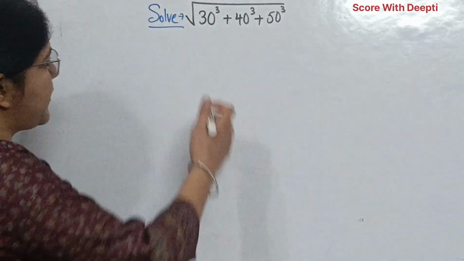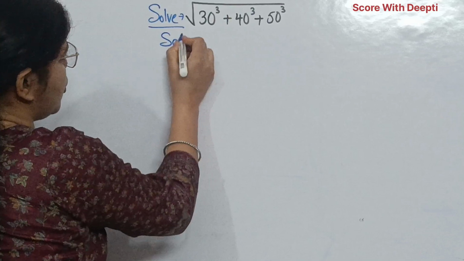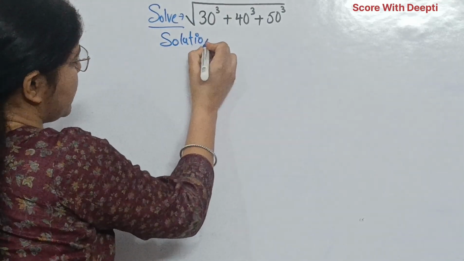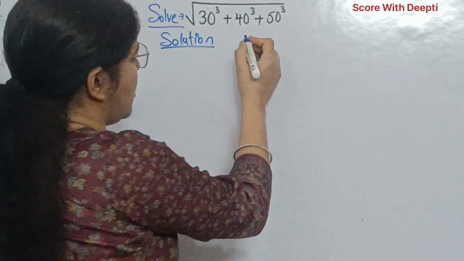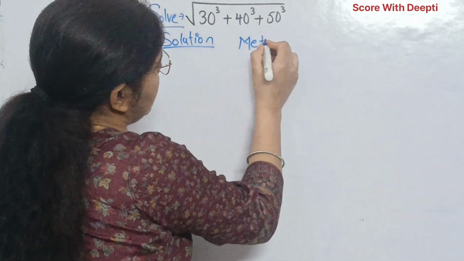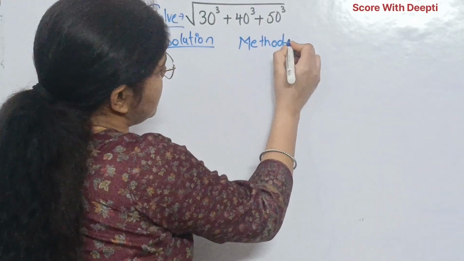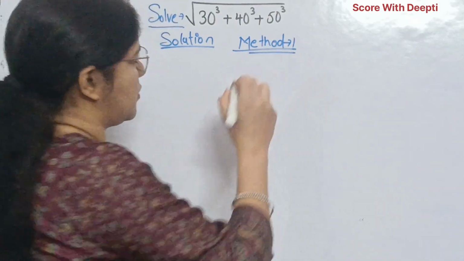Today we solve a radical problem. Let's start the solution of this problem. We will solve this question with two methods. Now first let's start the solution of this question with the first method.